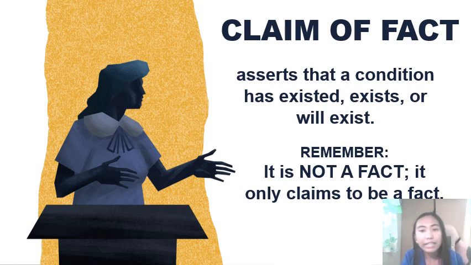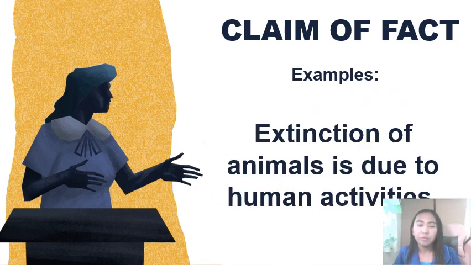Okay po. So again, a claim of fact, you are just using facts, okay po, yung mga katotohanan, as evidences to support your claim. But still, it is not a fact. Okay po, again, it just asserts or it's just claiming to be a fact. Okay? Okay, so let's proceed with this example. Okay po. Okay, so extinction of animals is due to human activities.